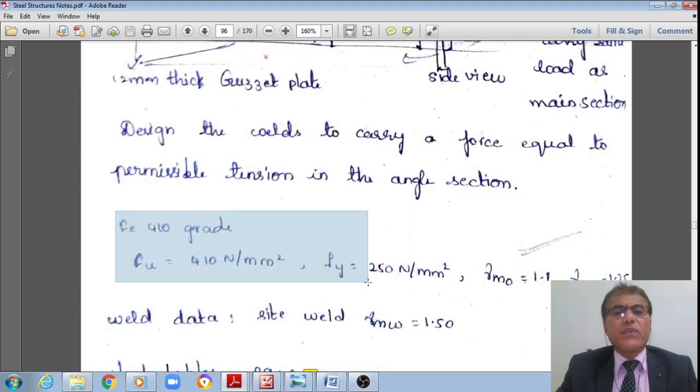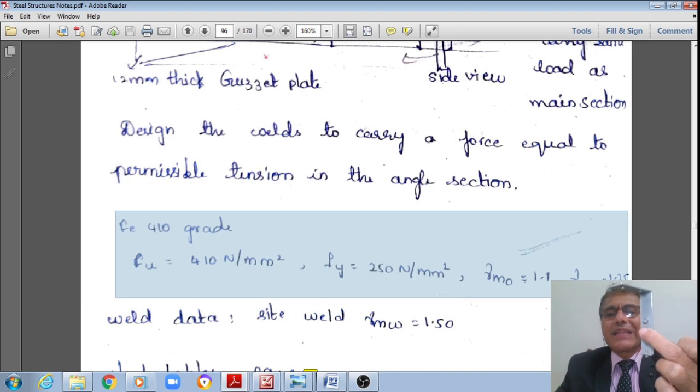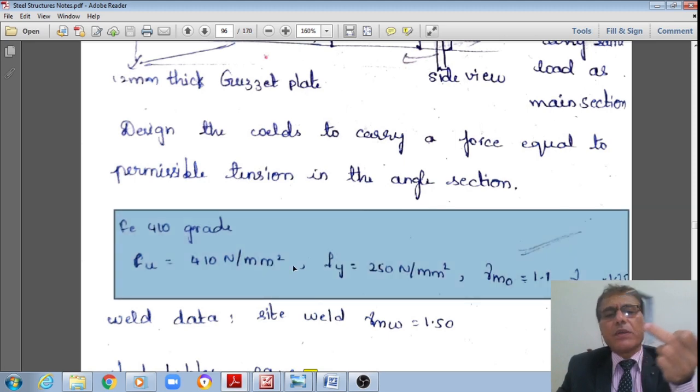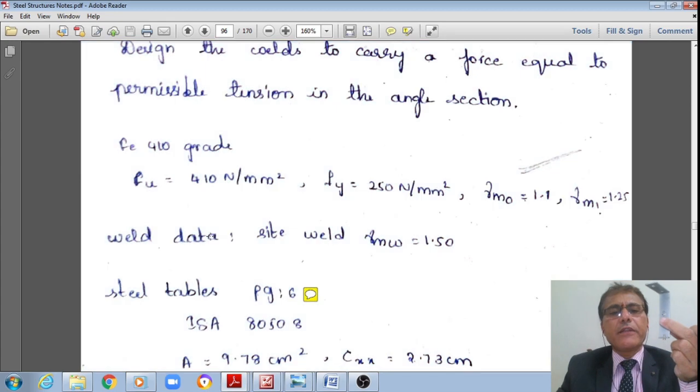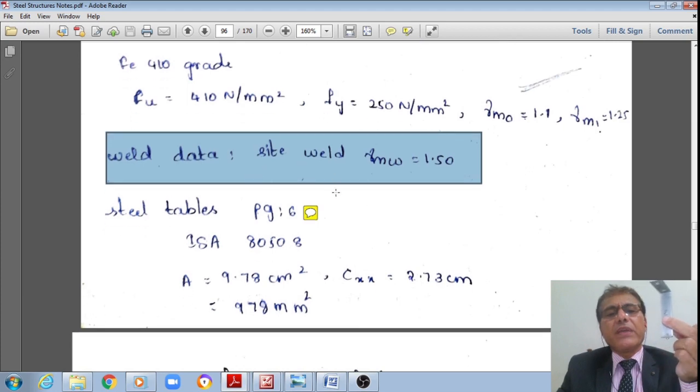Fe410 grade steel is given. Therefore, the ultimate strength of this steel is equal to 410 Newton per meter square, and yield strength or yield stress of the steel is equal to 250 Newton per meter square, and partial safety factor for yielding gamma m0 is equal to 1.1, and partial safety factor for the ultimate stresses gamma m1 is equal to 1.25. That we already know that data, right? And for site weld, the partial safety factor gamma mw is equal to 1.5.